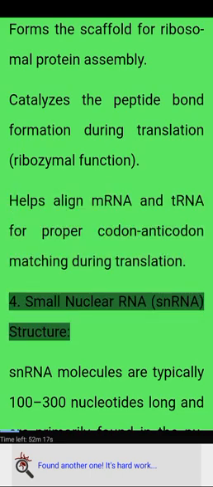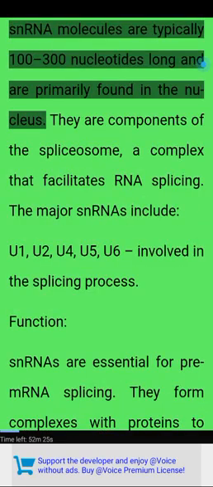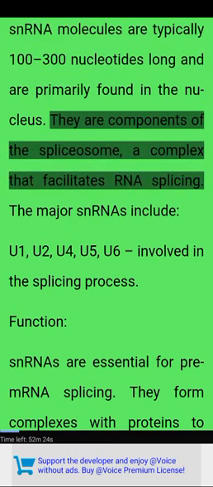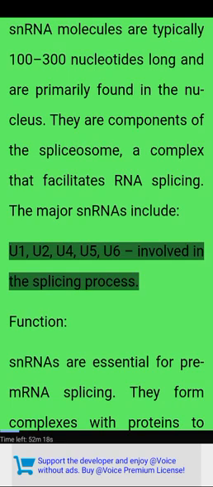4. Small nuclear RNA, snRNA. Structure: snRNA molecules are typically 100 to 300 nucleotides long and are primarily found in the nucleus. They are components of the spliceosome, a complex that facilitates RNA splicing. The major snRNAs include U1, U2, U4, U5, U6, involved in the splicing process.